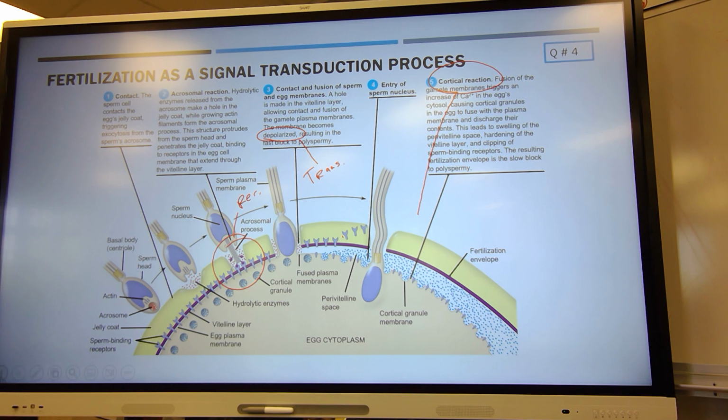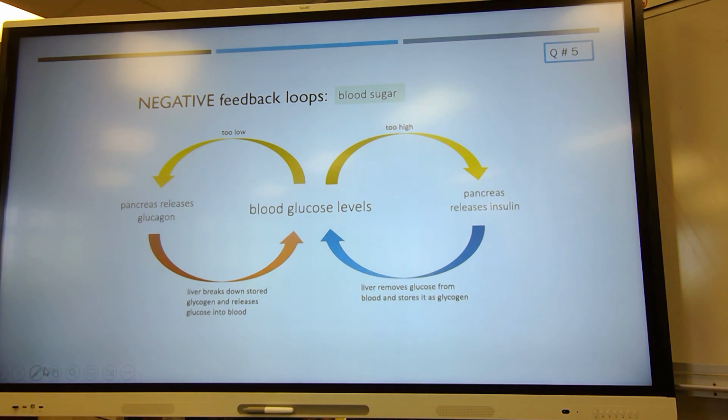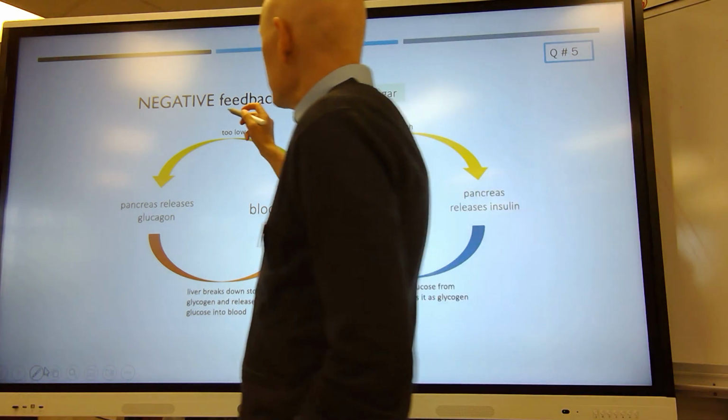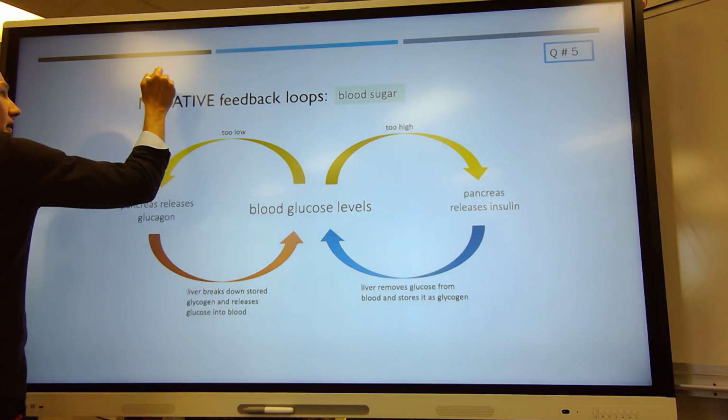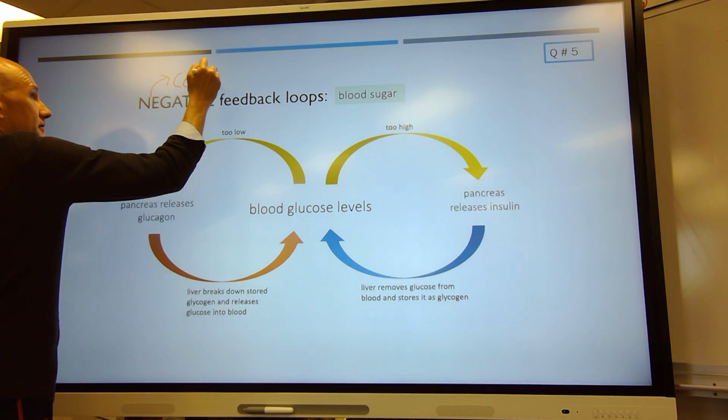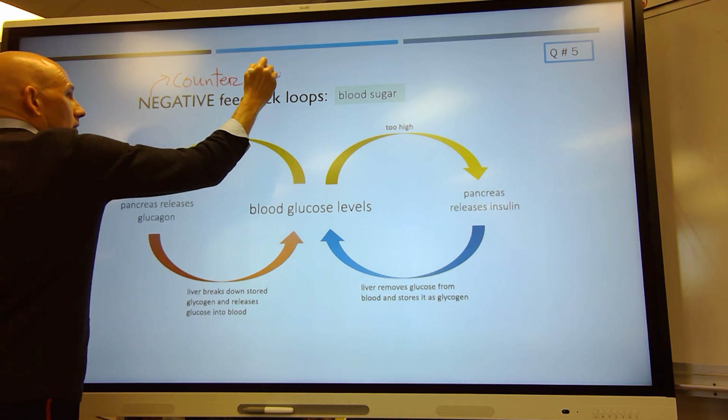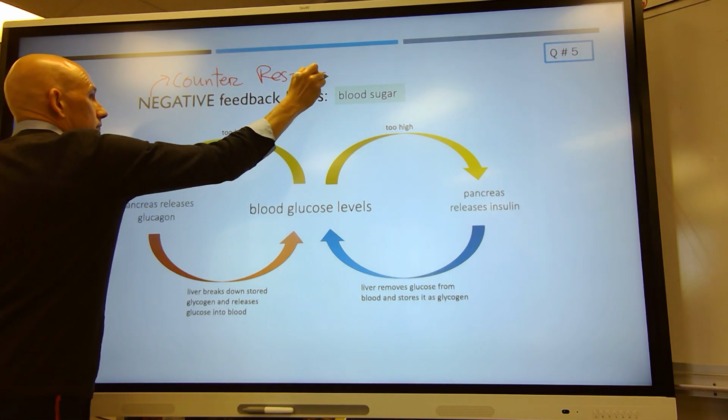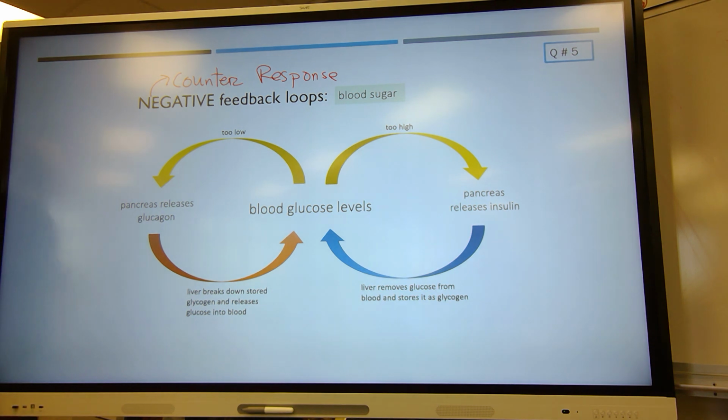A lot of this can lead to positive and negative feedback loops. So a negative feedback loop is a counter response. This is when you reach a certain level and then the opposite thing happens to kind of slow that down. So it's not always that it's lowering something. Sometimes the counter response is raising something.